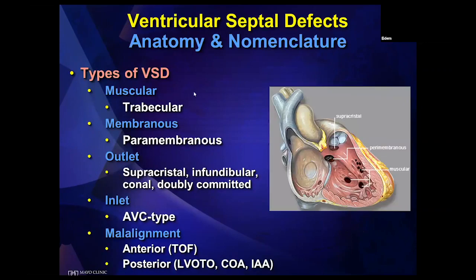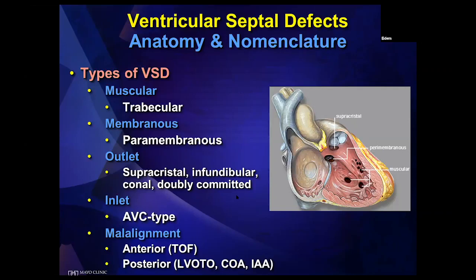So when we look at the anatomy and nomenclature of VSDs, the most common ones are either the muscular defects here in the trabecular muscular septum, or the membranous ventricular septum here, or membranous VSDs. You can have an outlet VSD adjacent to the pulmonary valve as well as to the aortic valve, and you can see there's quite a bit of difference in terminology that one can use for an outlet defect. It can also be known as a supracristal, an infundibular defect, a conal defect, a doubly committed defect.